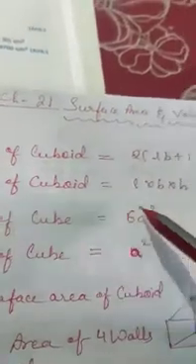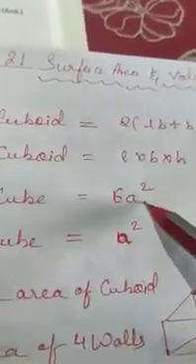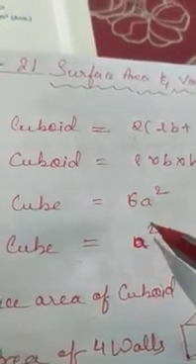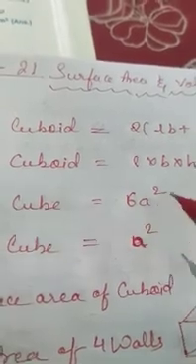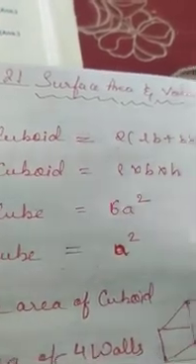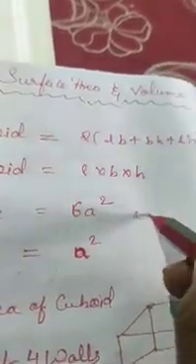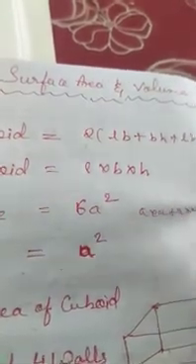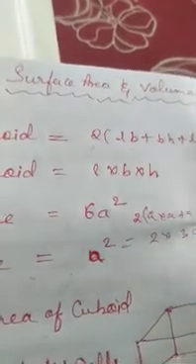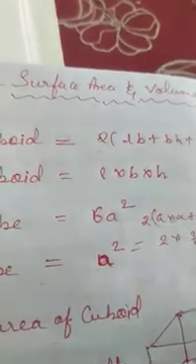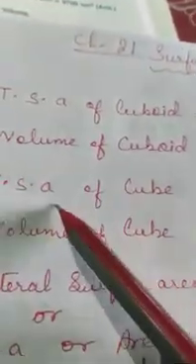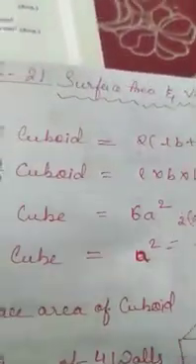Now total surface area of cube is 6A square. Why 6A square? Because length is A, breadth is A, and height is A. Okay. So A into A plus A into A plus A into A. 3 times you will do. You can write like this: A into A plus A into A plus A into A, so twice. So 2 into 3 A squares, 2 threes are 6A square. That is why total surface area of cube equals 6A square.